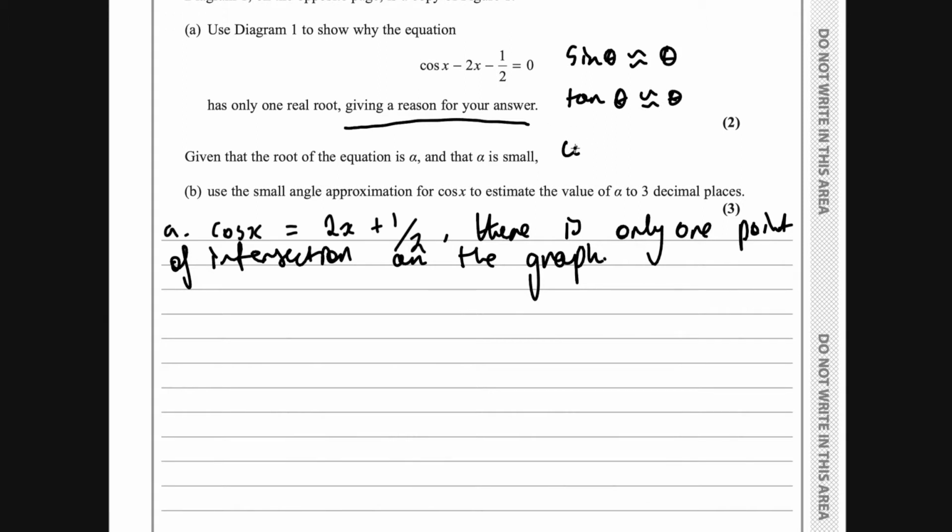And cos theta is a bit of a weird and quirky one, because what cos theta approximates to, when theta is measured in radians, okay, so that's why I underlined it there, and is small, cos theta approximates to 1 minus theta squared over 2. And we're going to be using this one here. However, theta and x are indeed interchangeable.